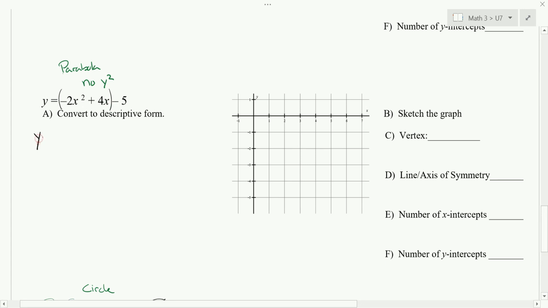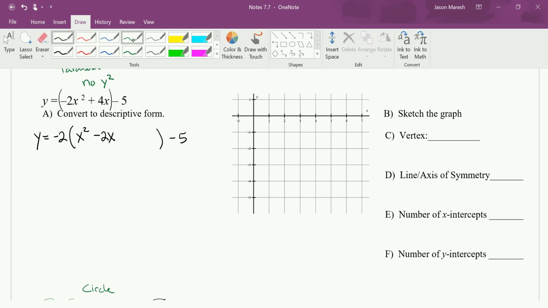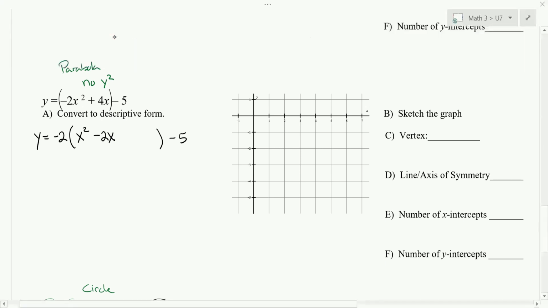So when I factor out the negative 2, you're really dividing them by negative 2. And what's left inside the parentheses? X squared minus 2x. Okay? So then, got to figure out what to add to complete the square inside that set of parentheses. We cut the negative 2 in half and square it. What do we get?